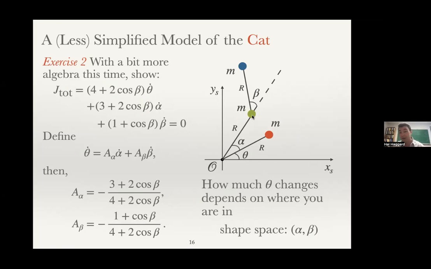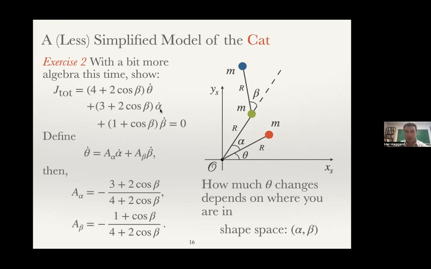This is a bit of a harder calculation, a bit more interesting, but I've recorded the result for you here. If you calculate the total angular momentum of this, this less simplified model of a cat, you find this expression here: (4 + 2 cos β) θ̇ + (3 + 2 cos β) α̇ + (1 + cos β) β̇.